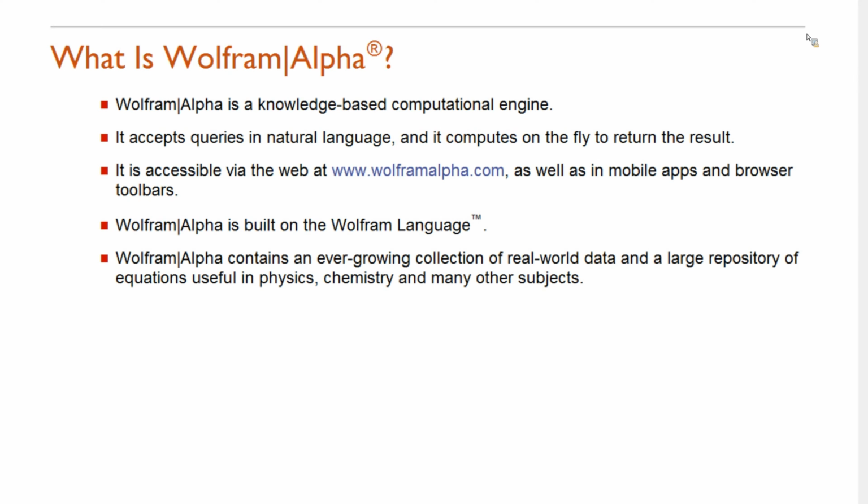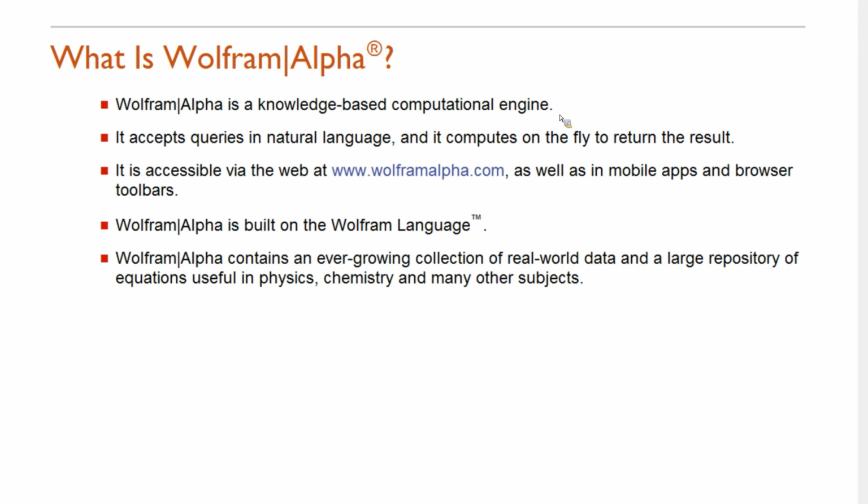So it's not just looking up answers. It's not a search engine result. It's doing computation based on what you're asking for. You can find Wolfram Alpha either through the website, that's the most popular. You can get it on different mobile apps. If you like it, you can make it a browser toolbar and just access it that way.